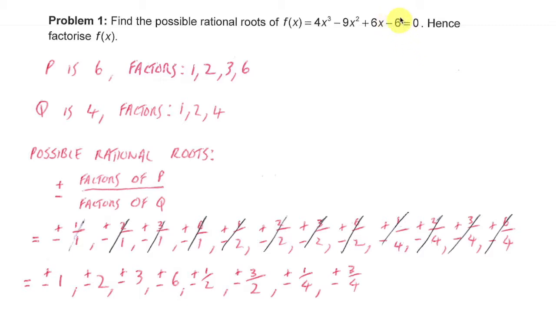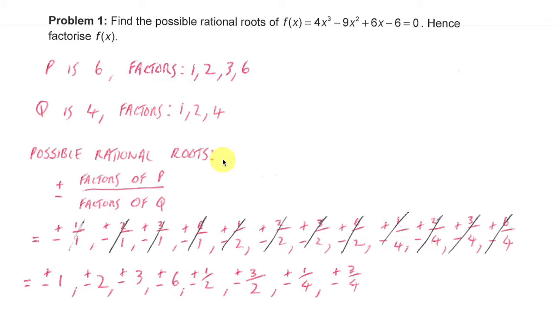Firstly, I identify the constant at the end here, which is -6. So what I'm saying is that p is 6. I just ignore that negative sign because I take into account the possibilities of being positive or negative at the end. So the factors of this 6 are obviously 1, 2, 3, and 6. The coefficient of the highest term is 4. Factors of this 4 are 1, 2, and 4.